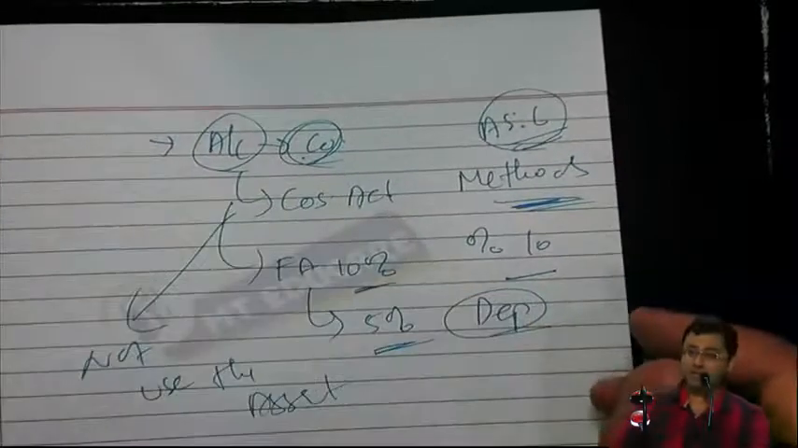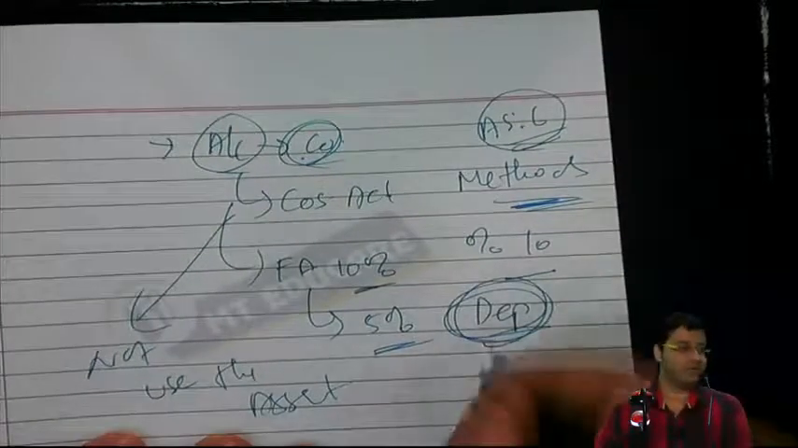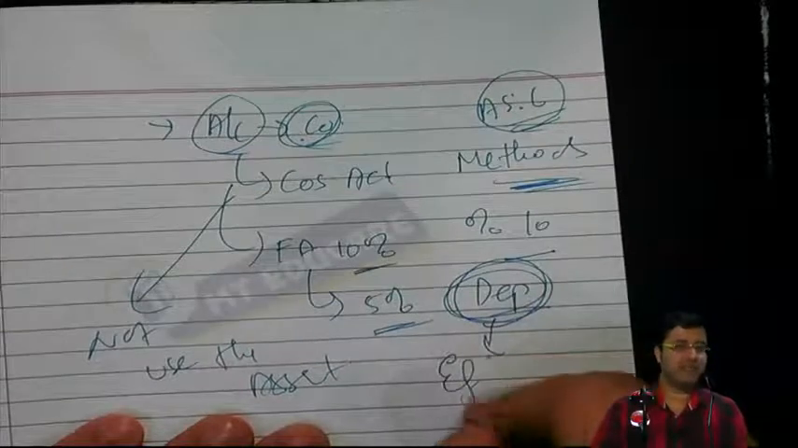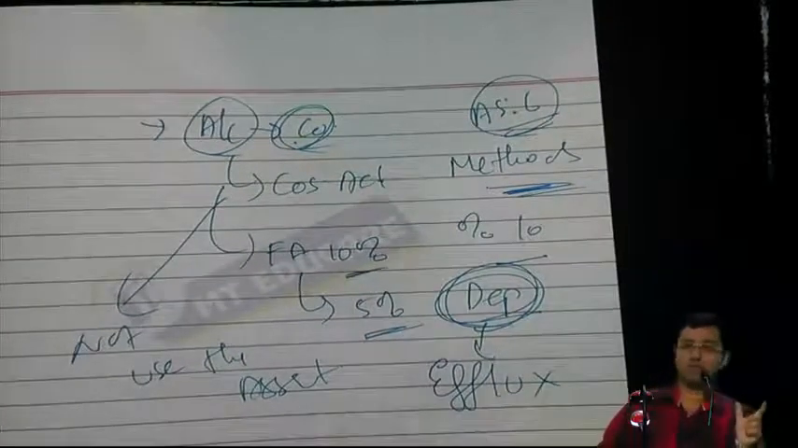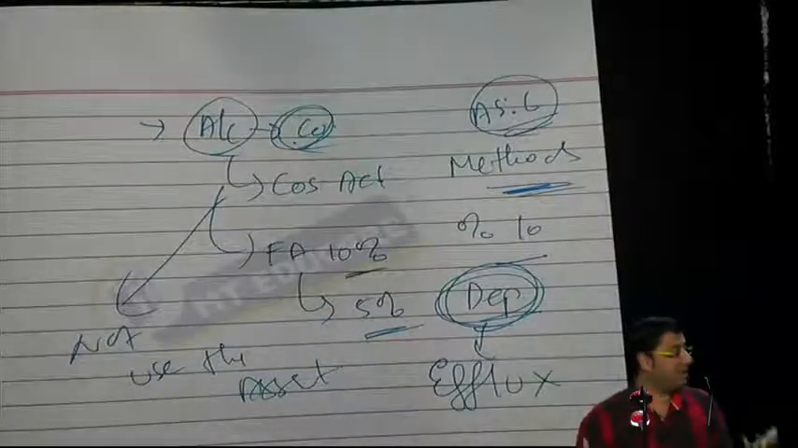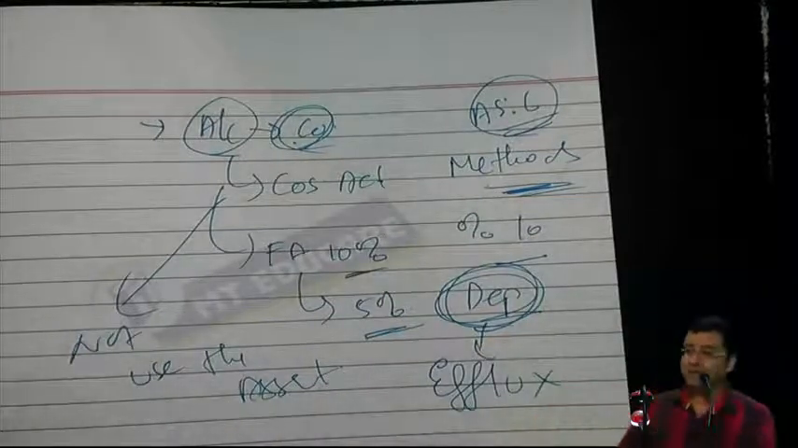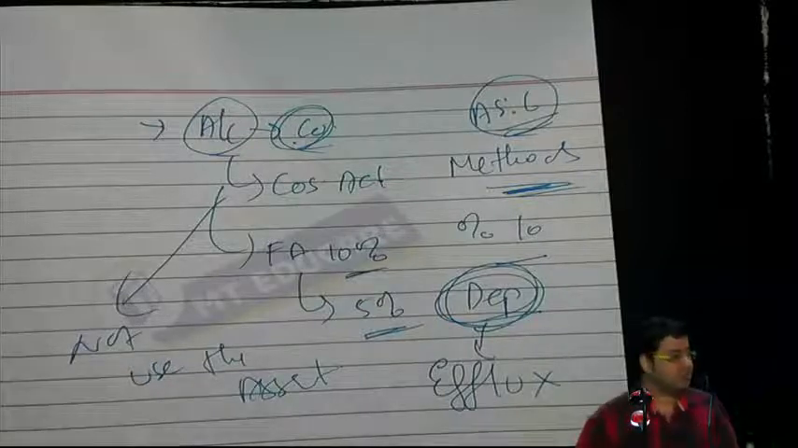But what if you are not using the asset? Still depreciation should be charged, because depreciation is a matter of efflux of time. You know what is efflux of time? Because of passage of time, assets become old, outdated and deteriorated. Okay, they diminish in terms of their value.